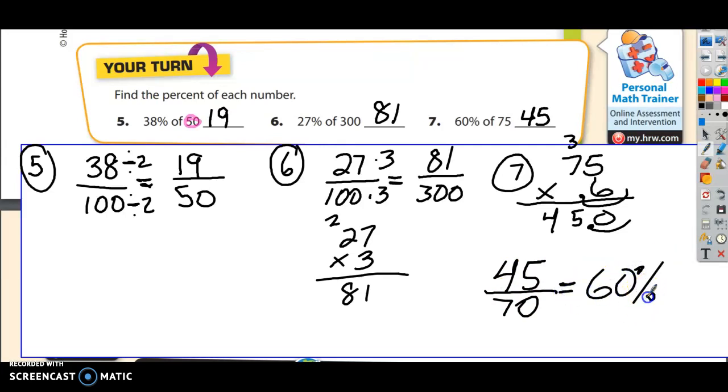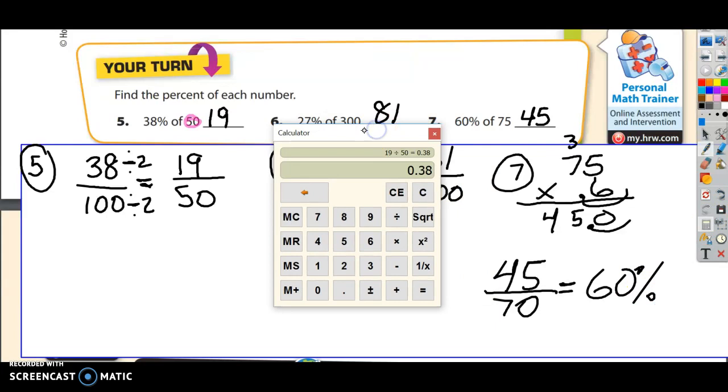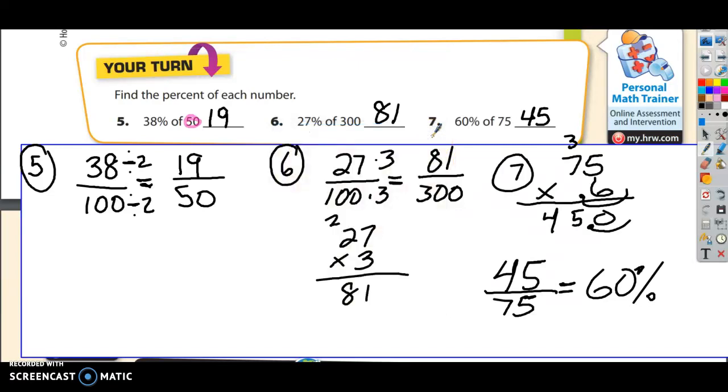I'm going to check on my calculator by doing 45 divided by 70. And I think that's going to be 60%. I think I punched that in wrong. It's not 70, it's 75. It's not 45 out of 70, it's 45 out of 75. So now I'm going to recalculate. 45 divided by 75 is, it says 0.6, but remember earlier I decided that 0.6 is the same as 60%. So that proves that it's right. Okay, great job. You're done with page 217.